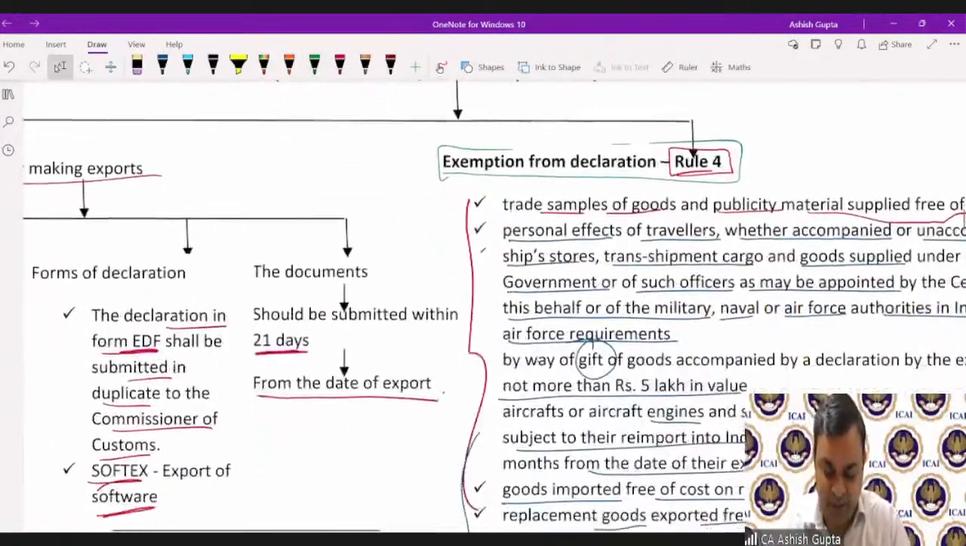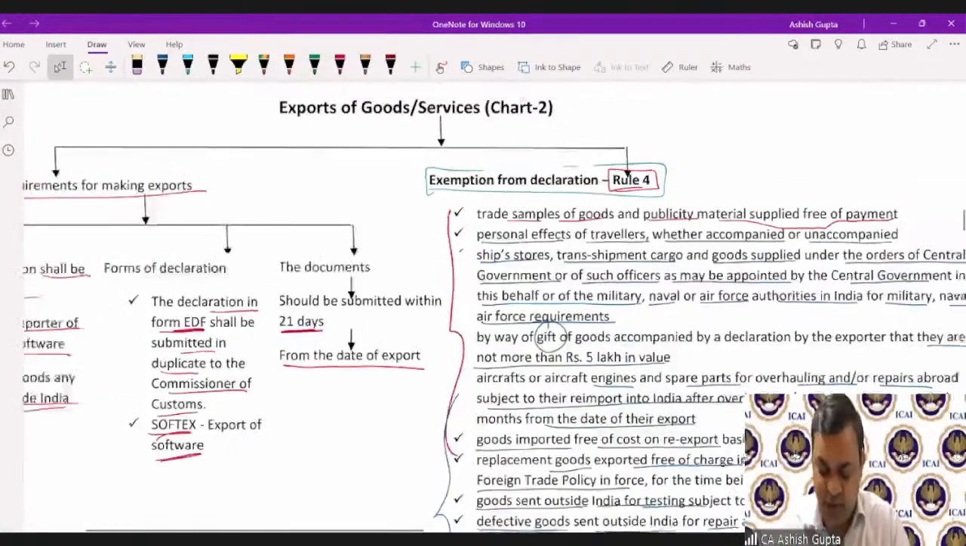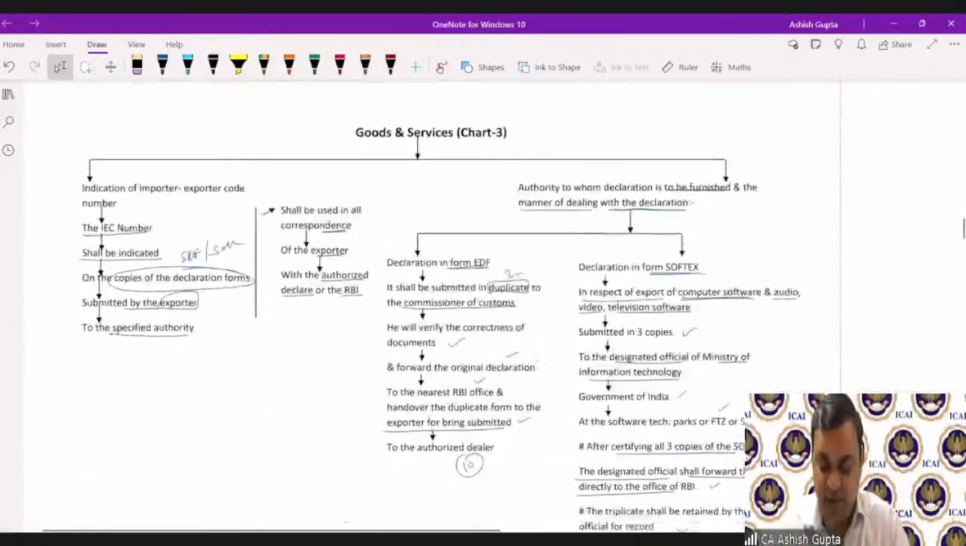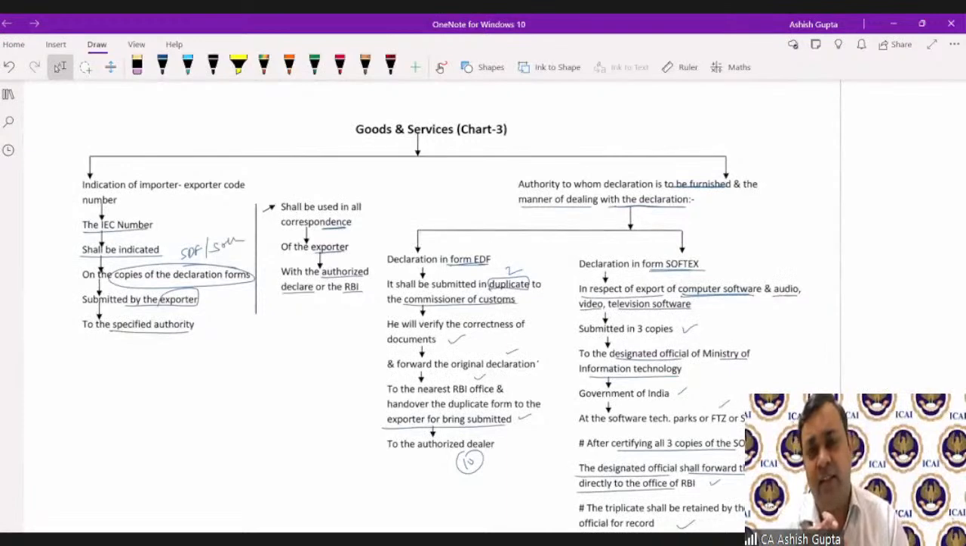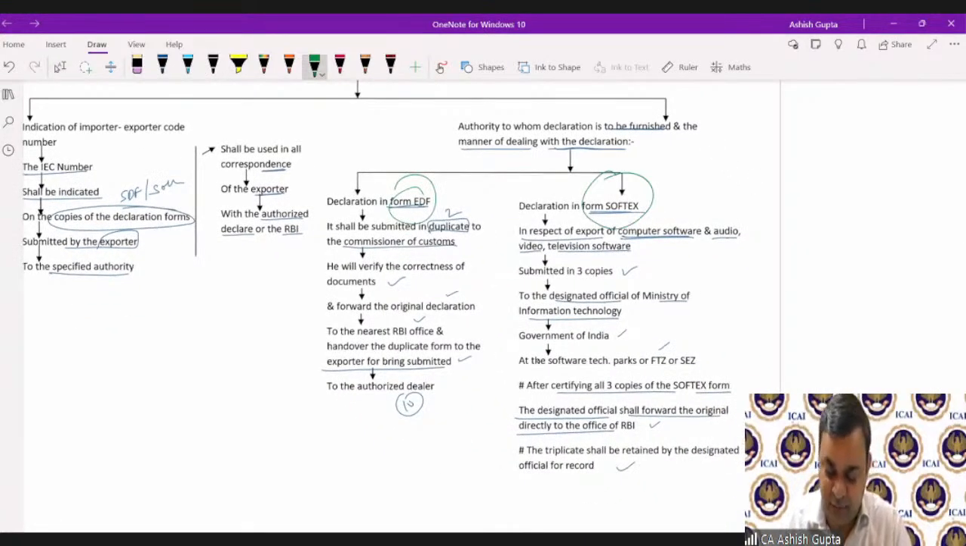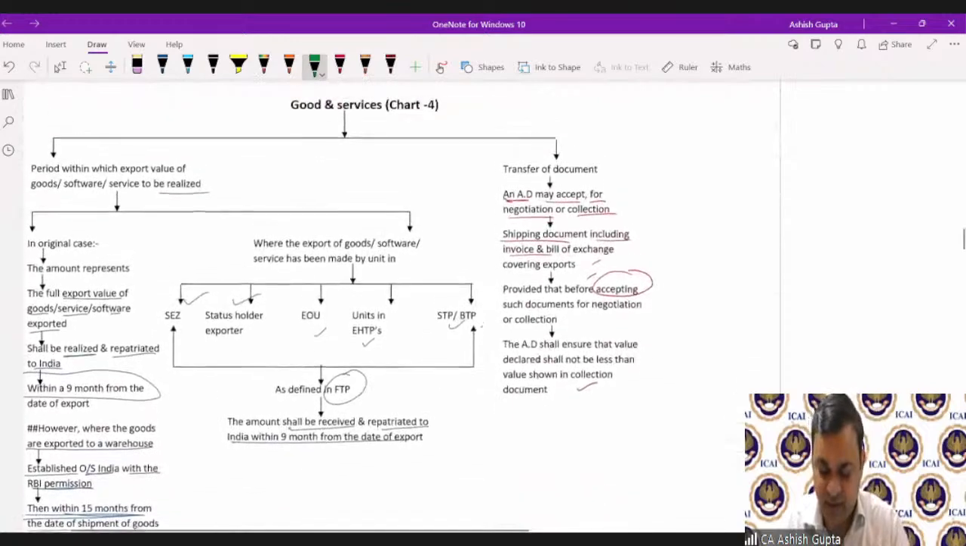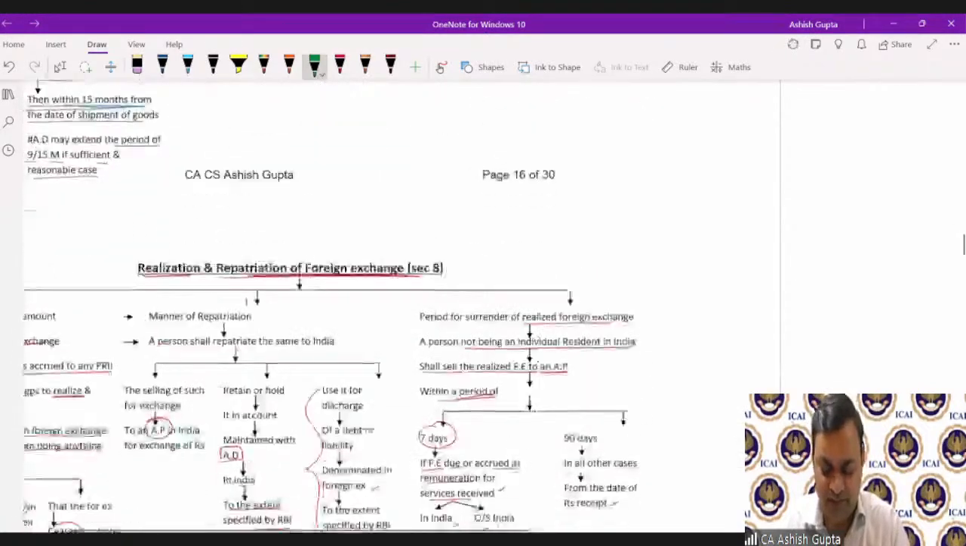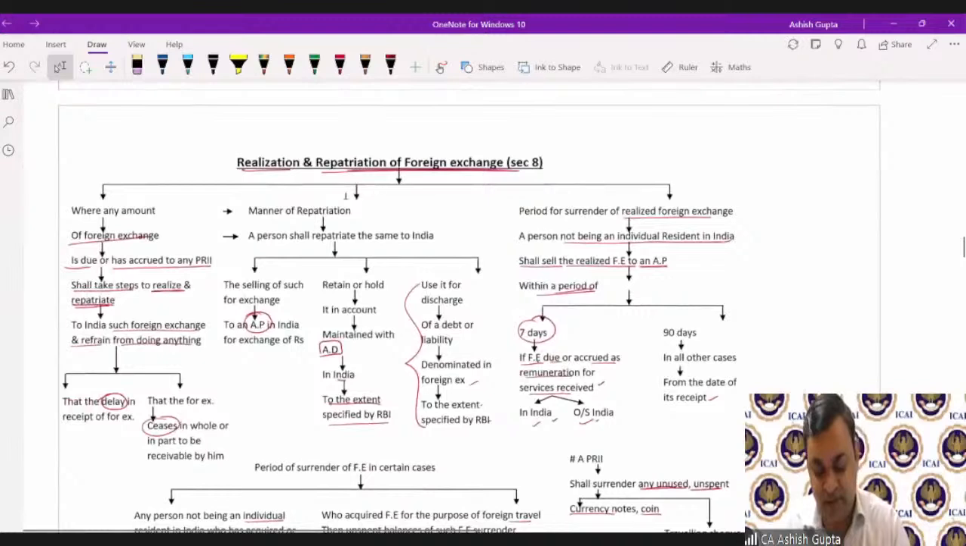You need to submit documents within 21 days. There are two types of documents prescribed. First is EDF and second is Softex. Softex will be used in case of software only. Okay, so these are the forms EDF and Softex. And there are some documents for which the time duration is mentioned.